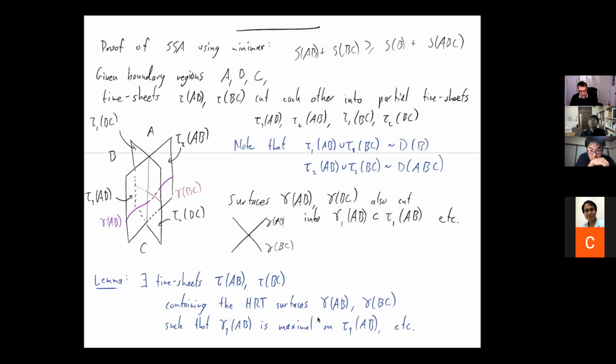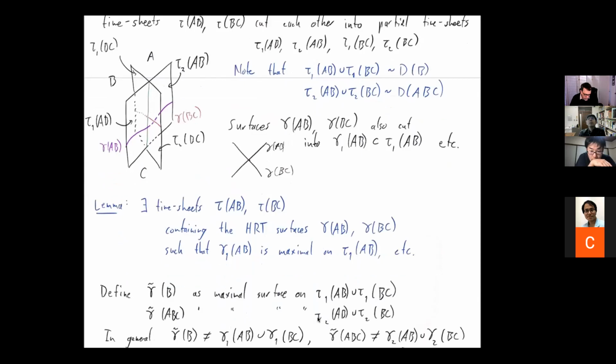Okay, this lemma is basically the heart of the matter. I'll show you, once you have this lemma, the rest of the proof goes through very simply. To prove this lemma, what you do is you consider a global minimax problem where you're simultaneously doing minimax on AB and BC on all four parts at the same time. But let's say we have this lemma in hand.